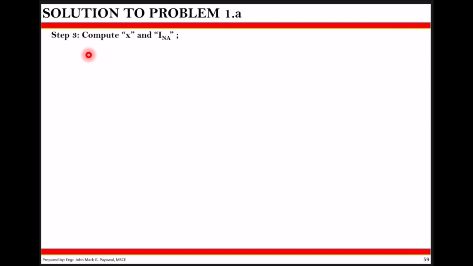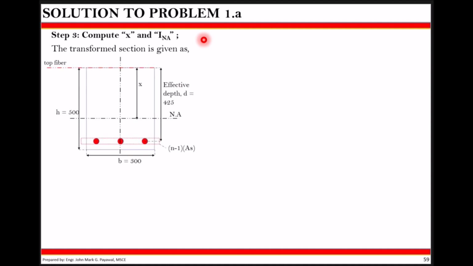We compute for X and INA. It is important to know whether it's cracked or uncracked section because we can now illustrate your transform section. The transform section for an uncracked stage would be like this. This is where we take the moment later. This is the location of my neutral axis, assuming that this X is measured from the top fiber. It's labeled to be 500, 300, and the conversion of my area is automatic to be N minus 1 multiplied by AS. Effective depth has been given, which is equal to 425.